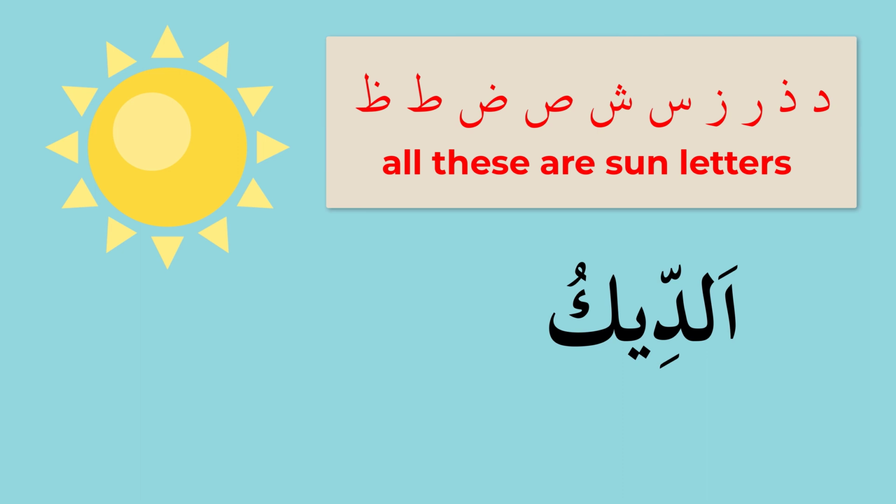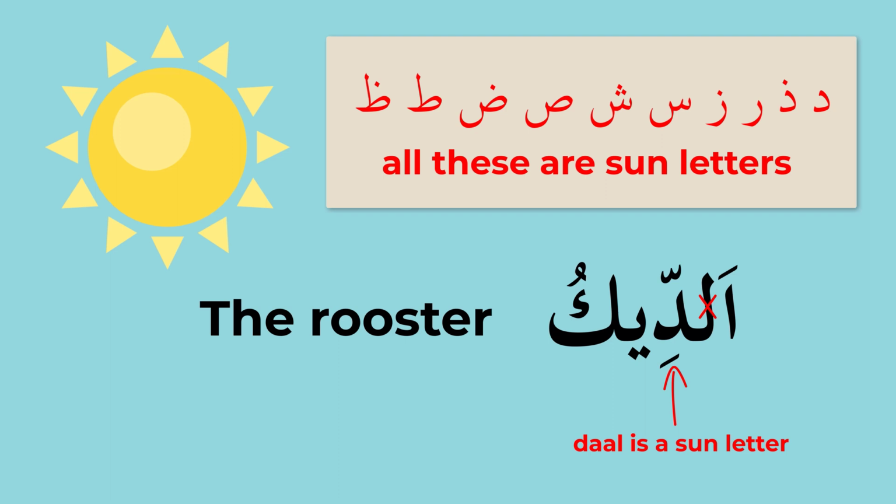As soon as you come to dal, there is a chain of sun letters. Are you with me? There is a chain of sun letters till you stop at ain. So these are all sun letters. So it's easy. Just remember: dal, zal, ra, za, sin, sheen, sad, dad, ta, za. Those are all sun letters. And when you pronounce them with alif lam, you will not pronounce the lam. Okay, look at this, brother. Addiku, not aldiku. Are you with me? Addiku.